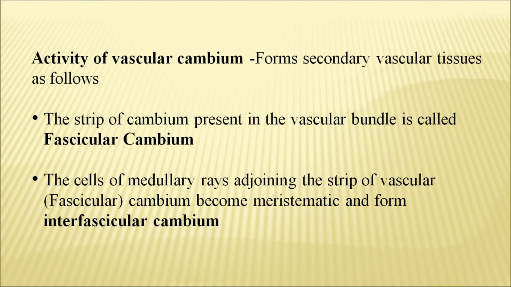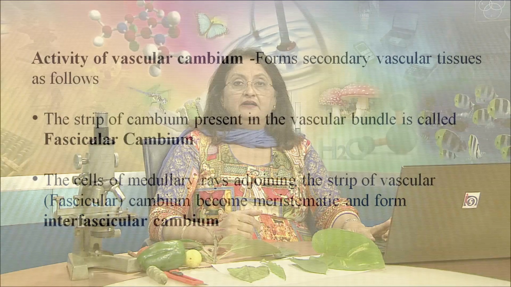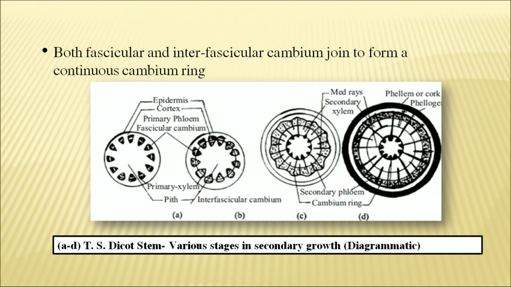Let us move on. The activity of the vascular cambium to form the secondary vascular tissue is as follows. The strip of the cambium in the vascular bundle is called fascicular cambium. They are the cells having power to divide. Now see this diagram, you can easily understand from this. In figure A, you can see a dicot stem and vascular bundles arranged in the form of a ring. In figure B, the second stage has come where the cambium cells join from the medullary rays, in between they grow out and they meet the next layer.